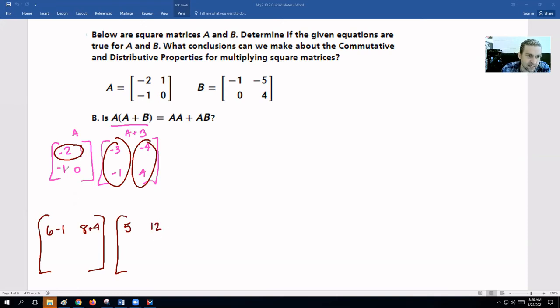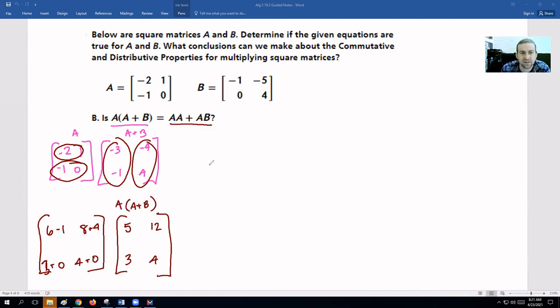Okay, then we got -1 times -1 is 1. For second row, oh wait, actually I got that backwards. -1 times -3 is 3. 0 times -1 is 0. All right, and then second row, that'd be 3. And then second row, second column, -1 times -4 is 4. 0 times 4 is 0. Add them together, that's 4. Okay, so this answer right here is A times (A plus B).